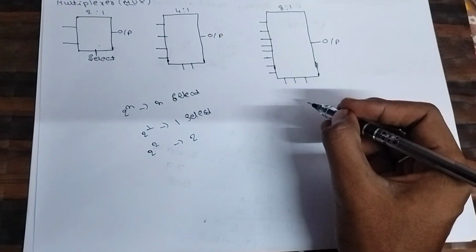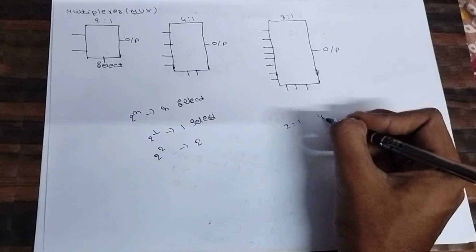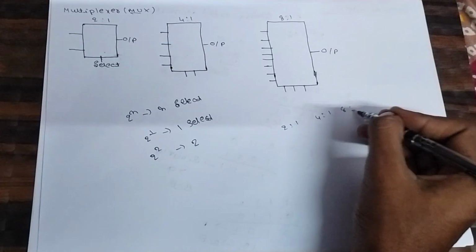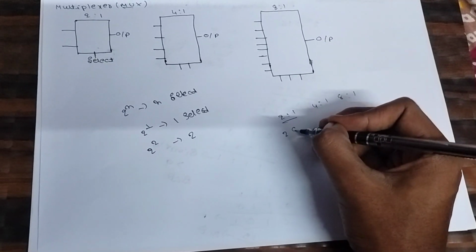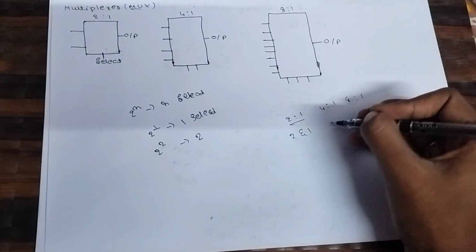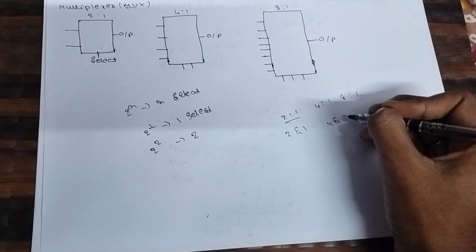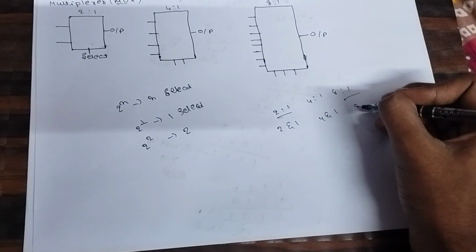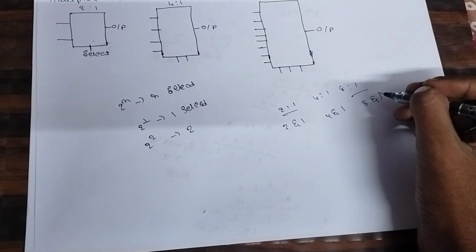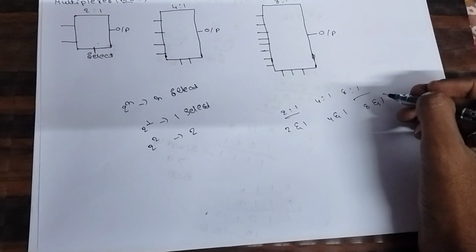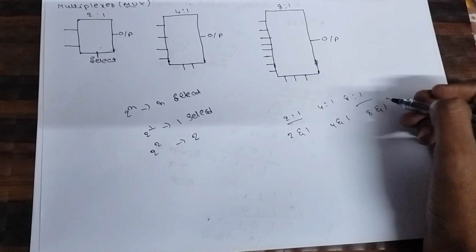The naming behind 2:1, 4:1 and 8:1 multiplexer is, in 2:1 multiplexer there are 2 inputs and 1 output. In 4:1 multiplexer there are 4 inputs and 1 output. In 8:1 multiplexer there are 8 inputs and 1 output. So we can see that there is only one common output in all the multiplexers.